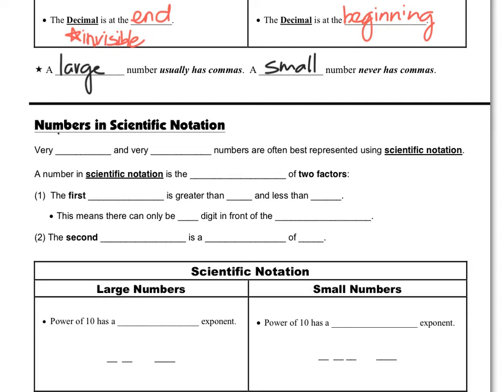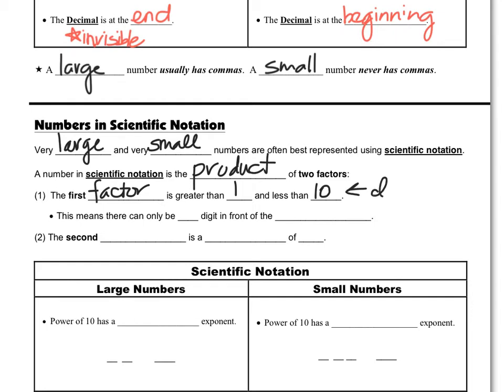So numbers in scientific notation. Very large and very small numbers are often best represented using scientific notation. So a number in scientific notation is actually the product of two factors. The first factor is greater than 1 and less than 10. And it's represented as a decimal. This means that there can only be one digit in front of the decimal.